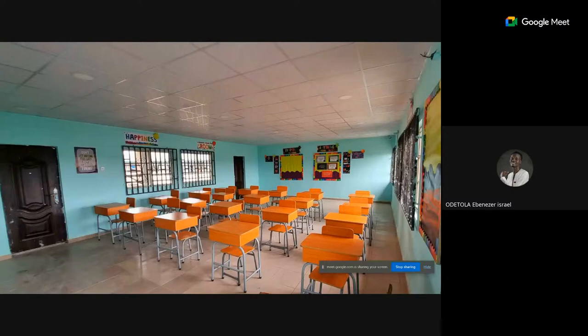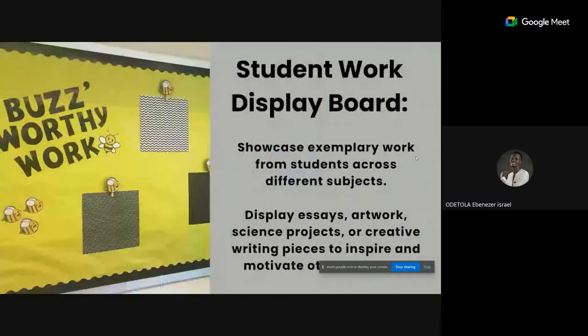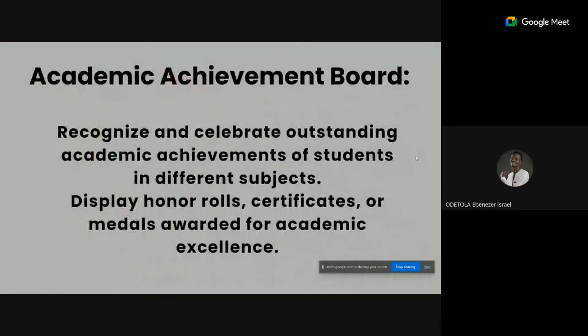The next one, you need a board that talks about their achievements. So I've mentioned four boards right now. Let me now move to the one I have on the screen. Let's start with the first one, the Academic Achievement Board. The Academic Achievement Board is basically a type of board that we can use to display their achievements.